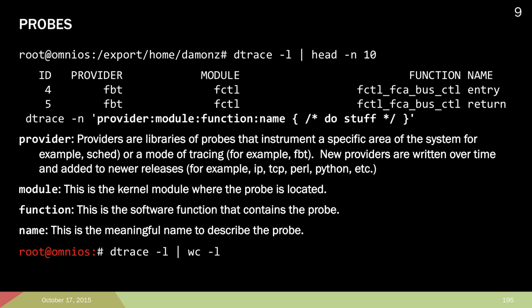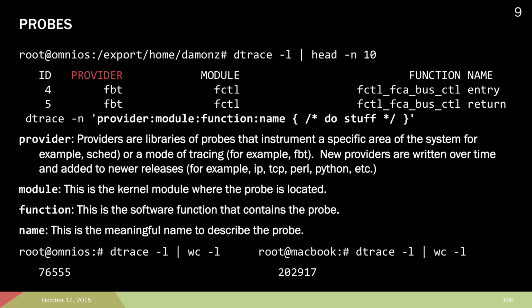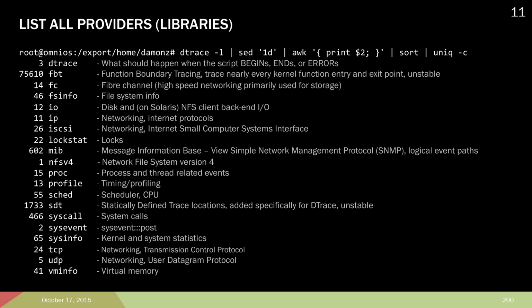To see how many probes the system has, pipe dtrace -l to wc. OmniOS is a server distribution, and it has over 76,000 probes. macOS X has over 200,000. Note the provider is in the second column. Let's get a sense of what providers there are and how many probes they have.